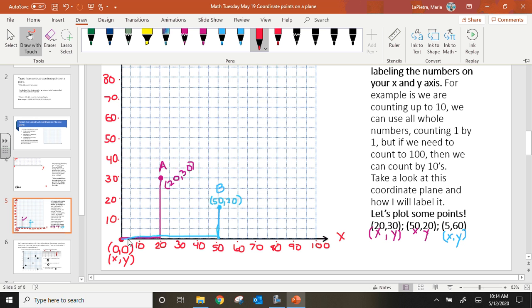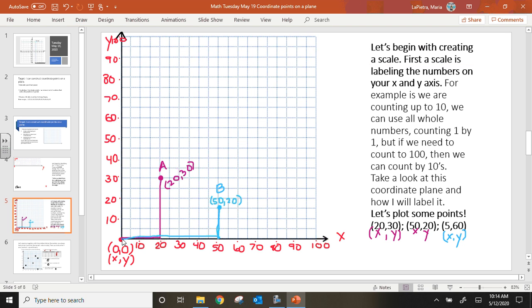Over 5. Now, I counted by tens, so 5 comes before that. So I'm going to go over to my 5, which is right here, and I go up to 60. 10, 20, 30, 40, 50, 60. And there it is. Labeling that big so you can see it. I'm going to label that C, and that's going to be 5, comma 60.